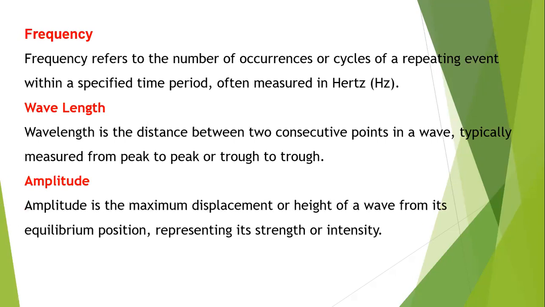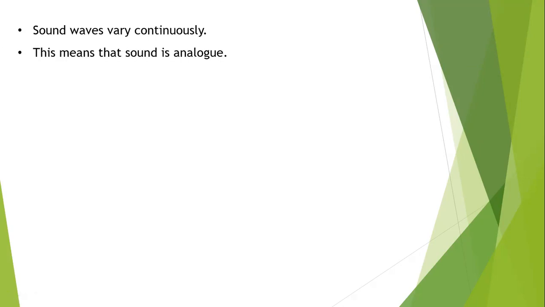Amplitude is the maximum displacement or height of a wave from its equilibrium position, representing its strength or intensity. So the loudness of sound is basically adjusted by amplitude. Sound waves vary continuously, and this cannot be measured by a computer. That is why we have to do something else. This means that sound is analog. A signal like this cannot be understood by a computer.